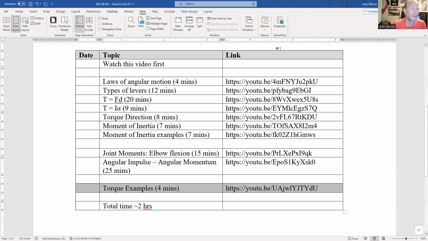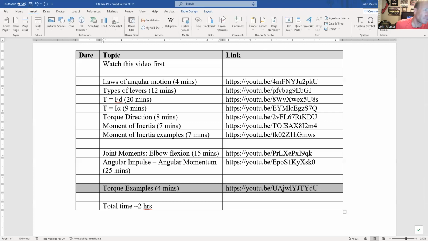I should put a sum sign in here. Symbol sigma, sum of torques equals I alpha. That's the second equation for torque. Then I go into torque direction. Specifically, I spend a little bit of time on moment of inertia.